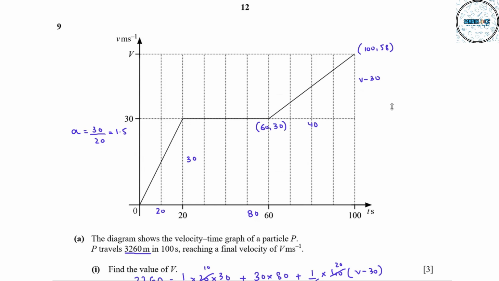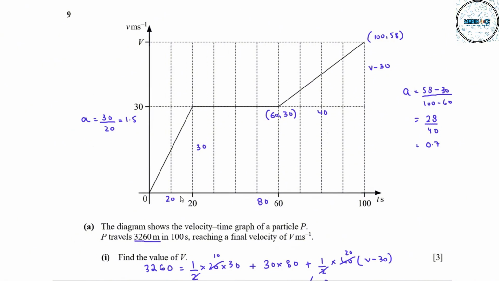As we know, acceleration is the gradient of this line. So we can write acceleration is equal to y2 minus y1, which is 58 minus 30, divided by x2 minus x1, which is 100 minus 60, which is equal to 28 upon 40, which is equal to 0.7.